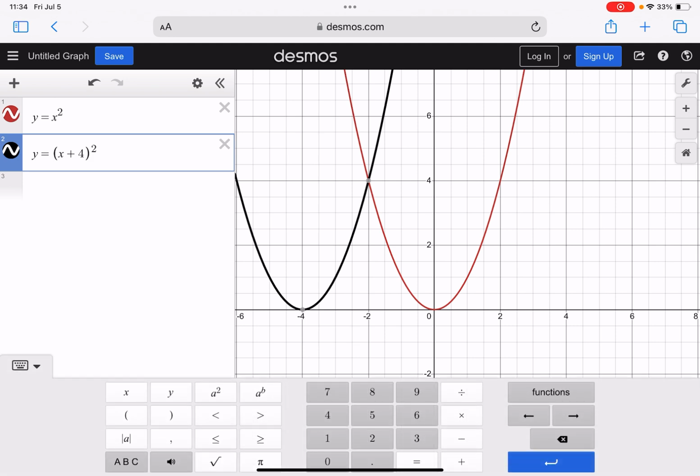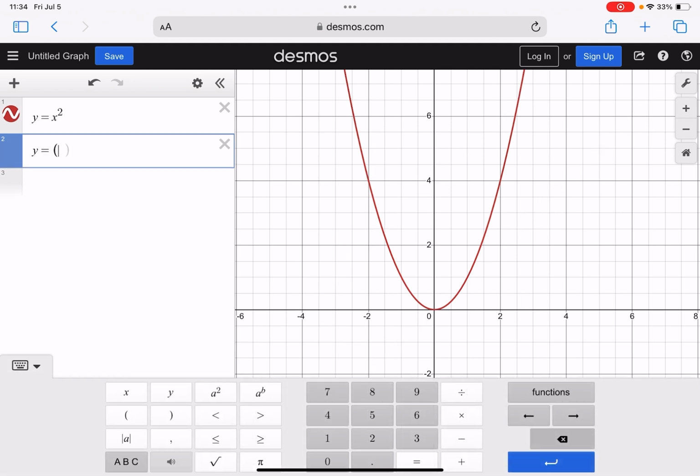So what happens when you have all 3 transformations put together and how can you describe it? So let's take our x squared and leave it right there.